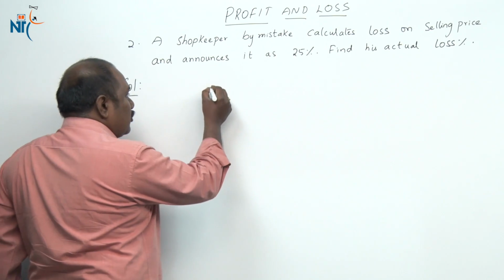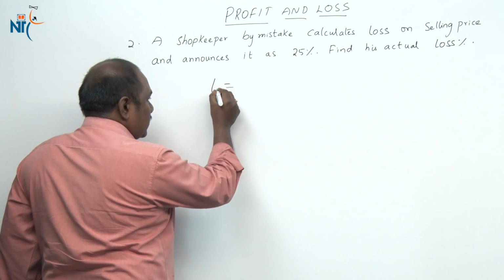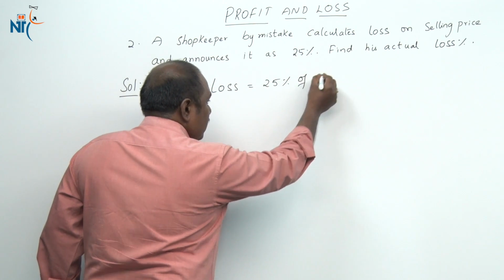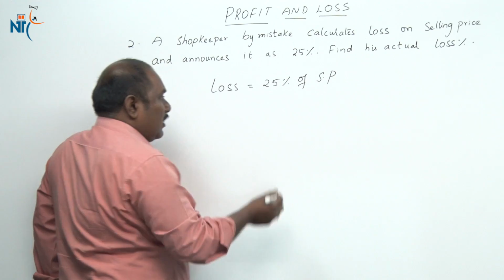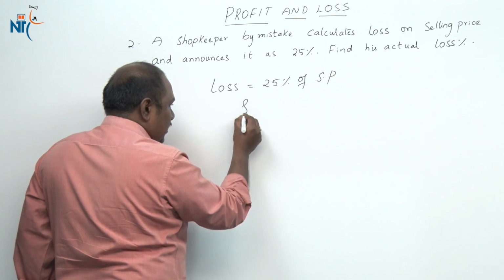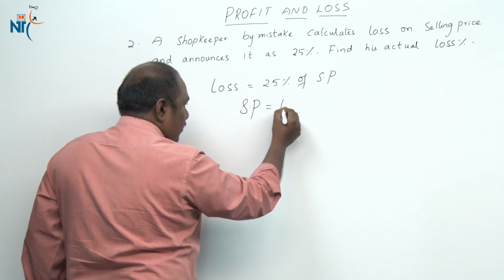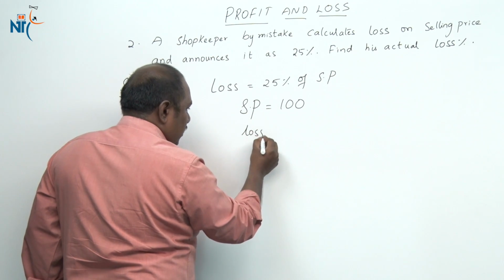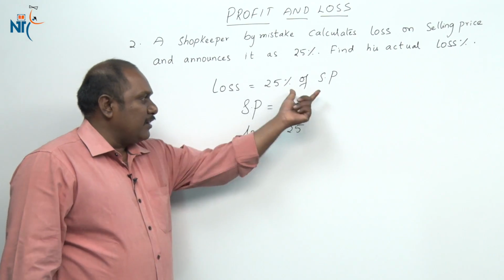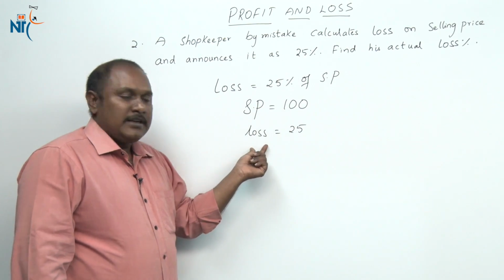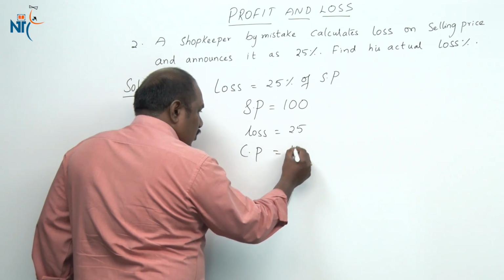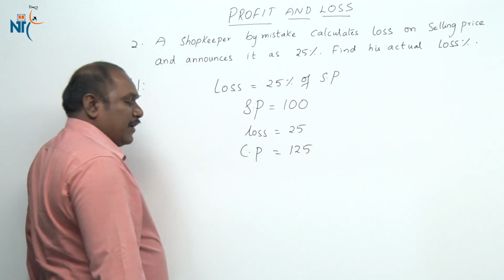It means according to the shopkeeper his loss is 25% of selling price. Now once again, what is the simple meaning of this? The simple meaning of this is if selling price is 100, loss is 25. Now this is the meaning of this statement. If selling price is 100, there is a loss of 25. That means what is the cost price? So cost price of the article should be 125.